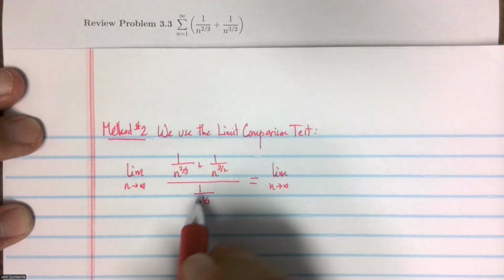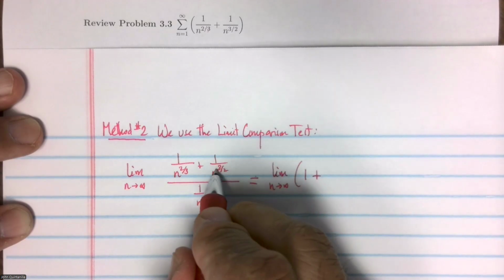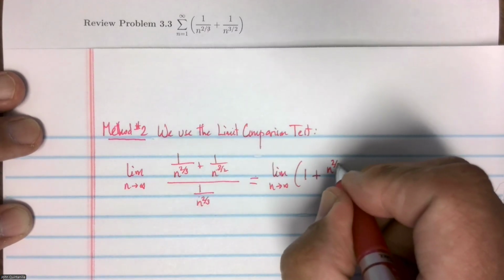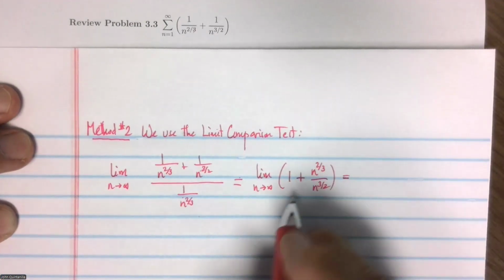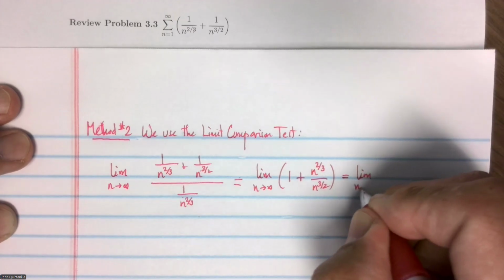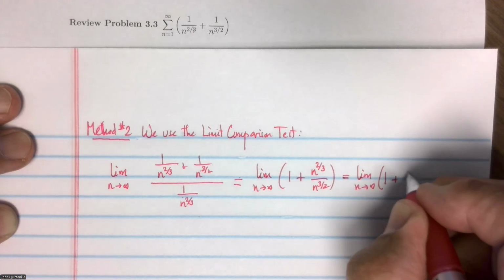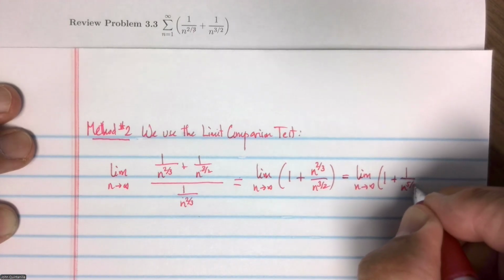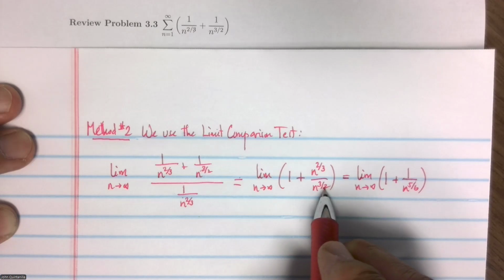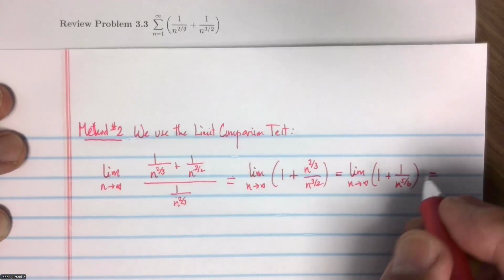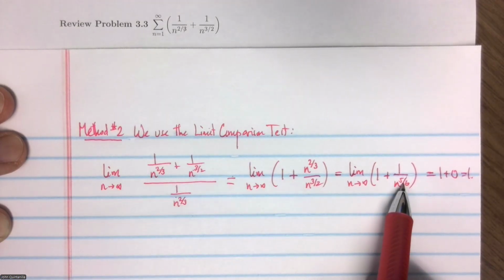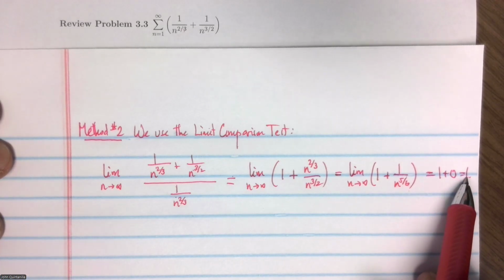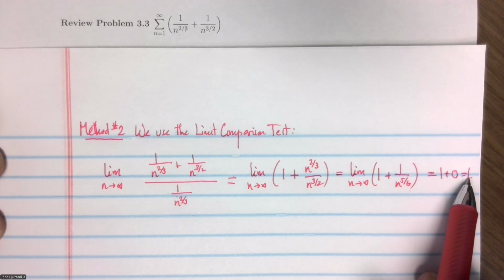Okay, so this fraction divided by that fraction is equal to 1. And then this fraction divided by this fraction is n to the 2/3 over n to the 3/2. Let's simplify that. The limit as n goes to infinity of 1 plus 1 over n to the 5/6, where 5/6 is 3/2 minus 2/3. And that is going to be equal to 1 plus 0, which is 1. As n goes to infinity, 1 over infinity goes to 0. Now, the value of 1 is not so important. What is important is that it is something between 0 and infinity.